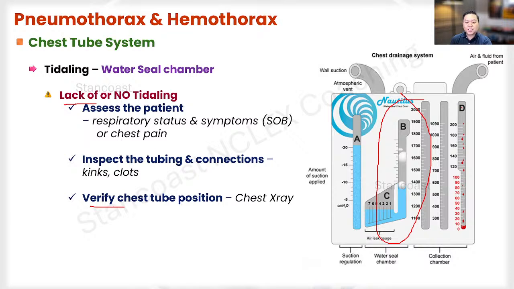And how are we going to do that? Well, of course, the chest X-ray that will be ordered as a follow-up right after the insertion of the chest tube. This is going to confirm that the chest tube has been well inserted into the pleural space, not advanced or pulled out.